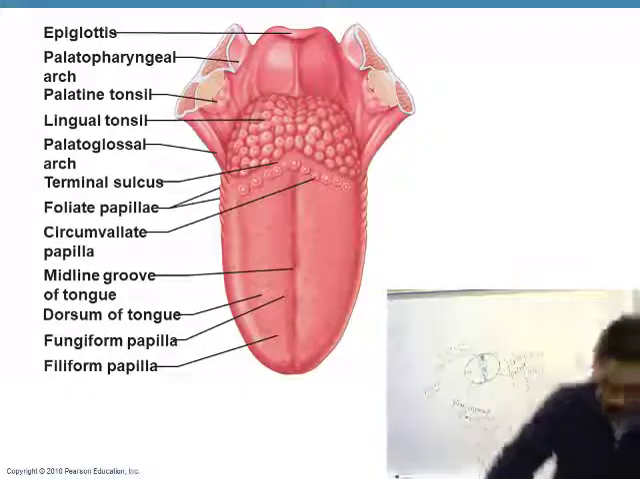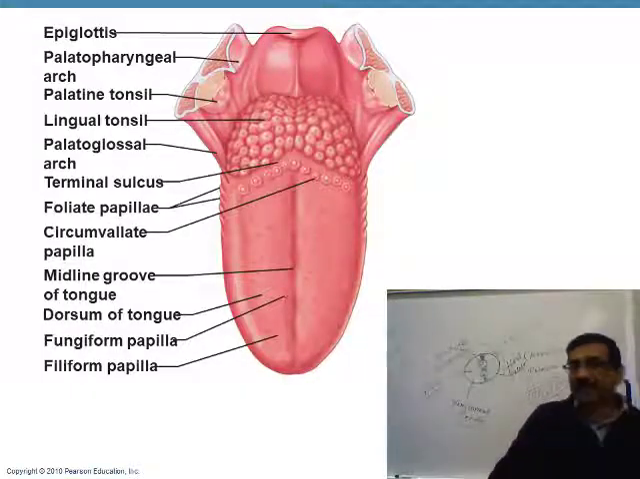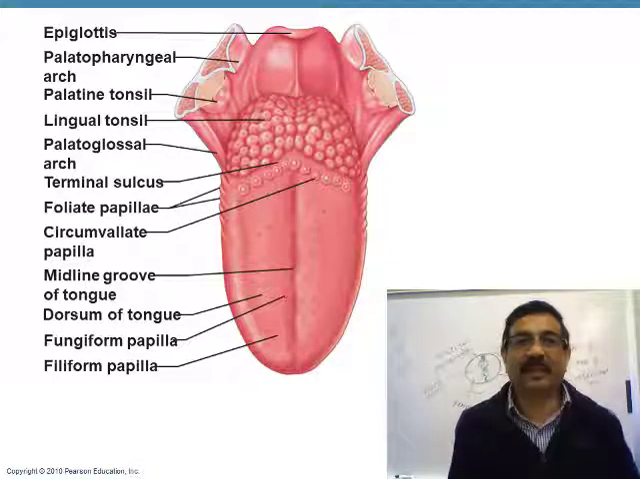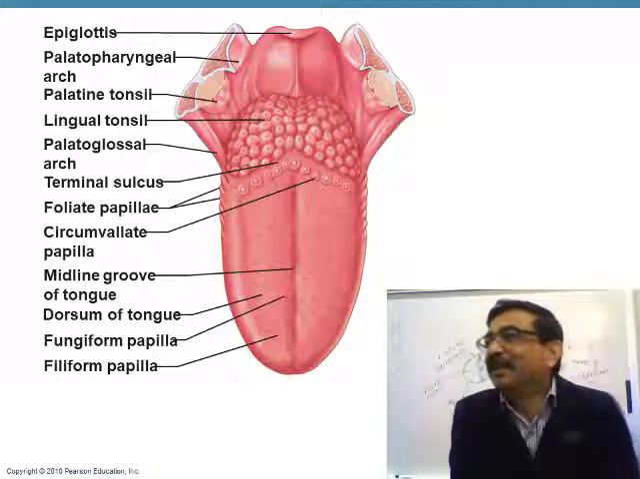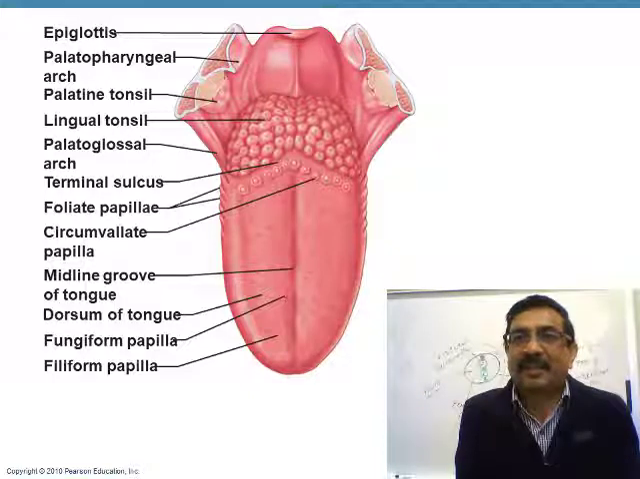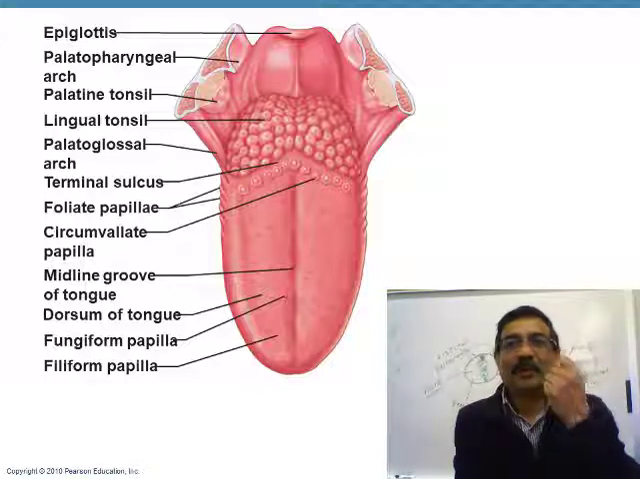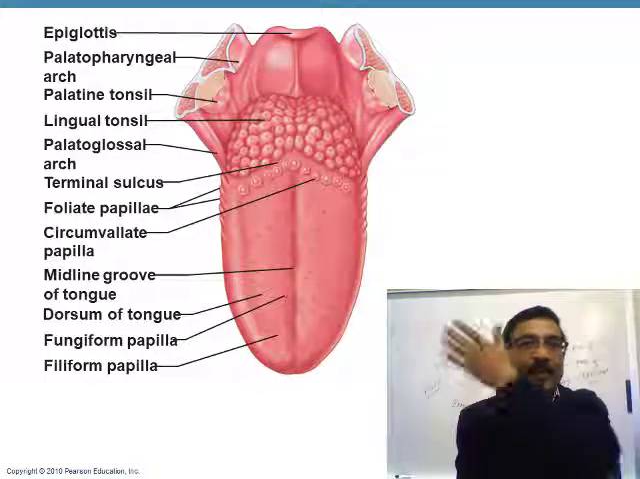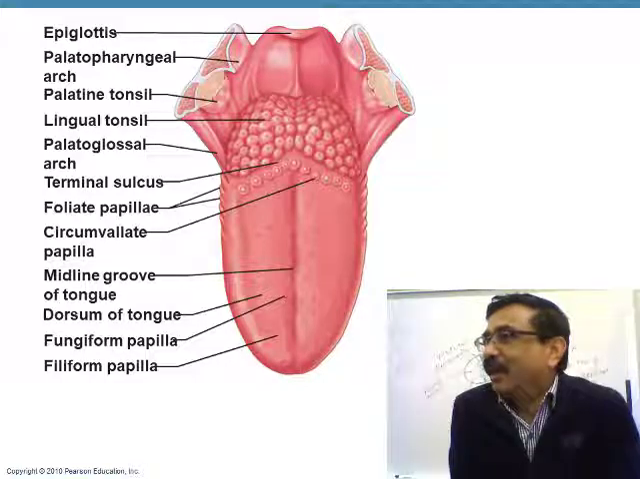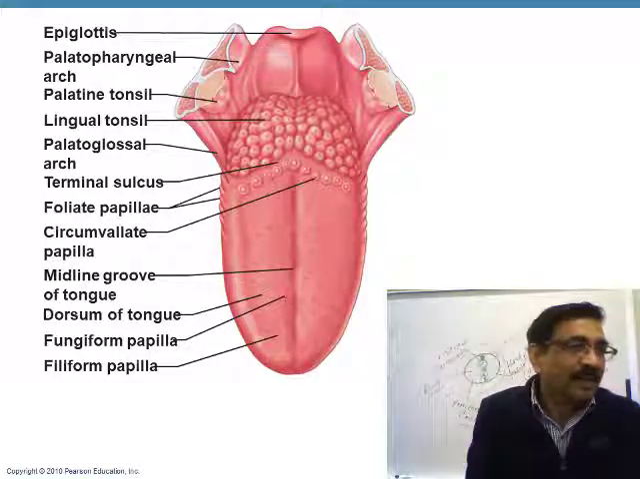The tongue forms the floor of the mouth or oral cavity, and the tongue is a very interesting organ in your body. The tongue is the only organ that can move in many different directions, right? You can push it forward, retract it, right? You can move it up, down, in angular movements. You can do all kinds of movements.